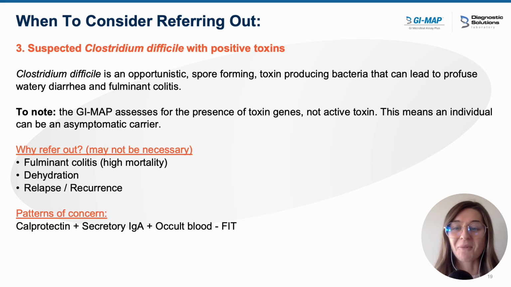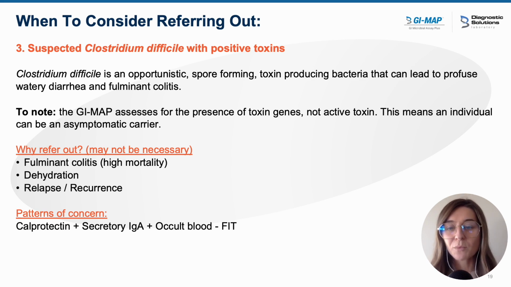One of the things that I want to make sure that we cover is that the GI map assesses for the presence of toxin genes, not active toxins. So this means an individual can be an asymptomatic carrier of this bacteria, but not have an active infection.